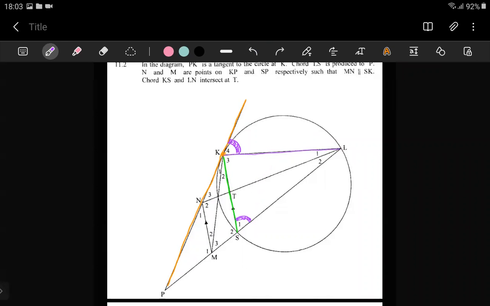If you think of the green chord, then this angle here will be equal to this angle there. You see, because it's always about the angle opposite the chord you're talking about. Does that make sense? Yeah.